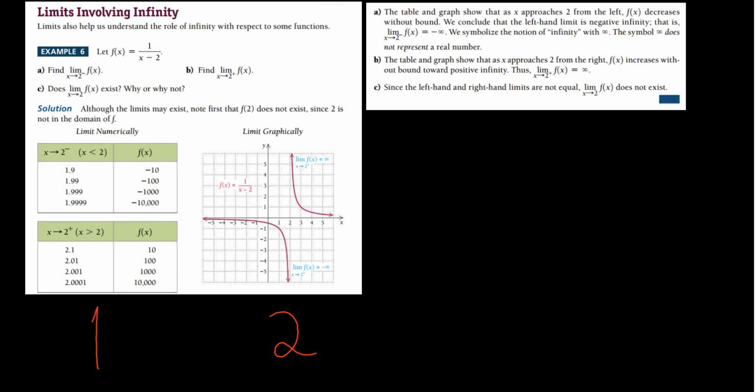For A, actually no, let's not do that yet. I said we're going to do it algebraically, but now let's do it graphically. So let's approach 2 from the left side. We're going here, and we're shooting straight down.